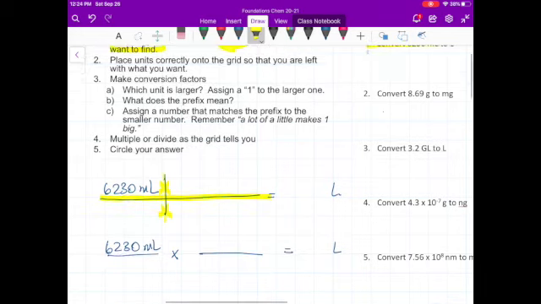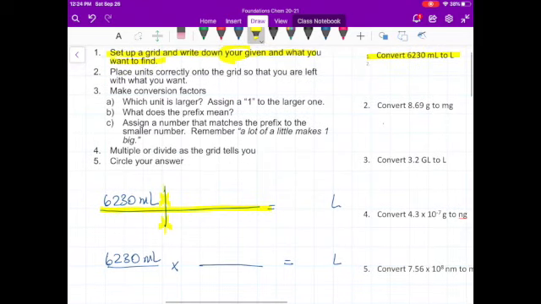All right, step 2 says, place your units correctly onto the grid so that you are left with what you want. Okay, so right here I have milliliters. I don't want milliliters. So in math, if I divide something by itself, I get 1. So if I have milliliters here, I'm going to place milliliters here. We're going to do this both ways. So I'm going to place milliliters here, milliliters here. Where am I headed? I'm headed to liters.